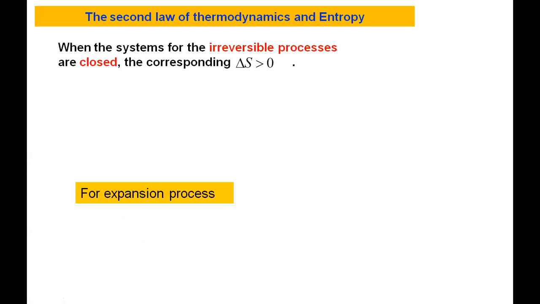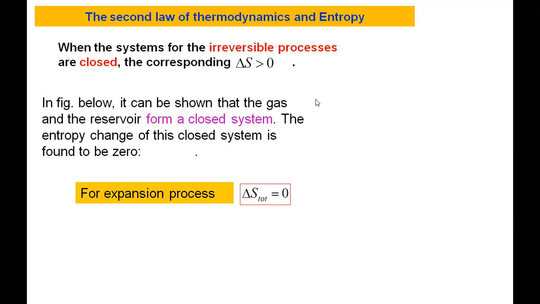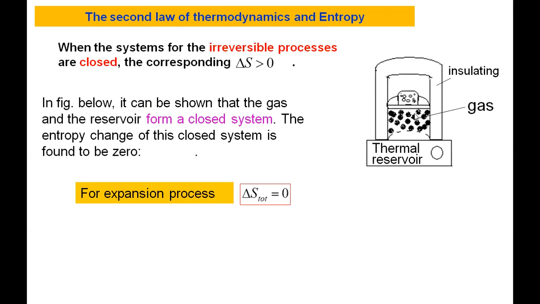When the system for an irreversible process is closed, the corresponding delta S is greater than zero. In this figure, we have an insulating system, and inside the insulating system we have a gas and a thermal reservoir. It can be shown that the gas and the reservoir form a closed system, and the entropy change of this closed system is found to be zero. Since it is insulated, the entropy change will be zero. So for the expansion process, delta S, the total change of the entropy, equals zero.